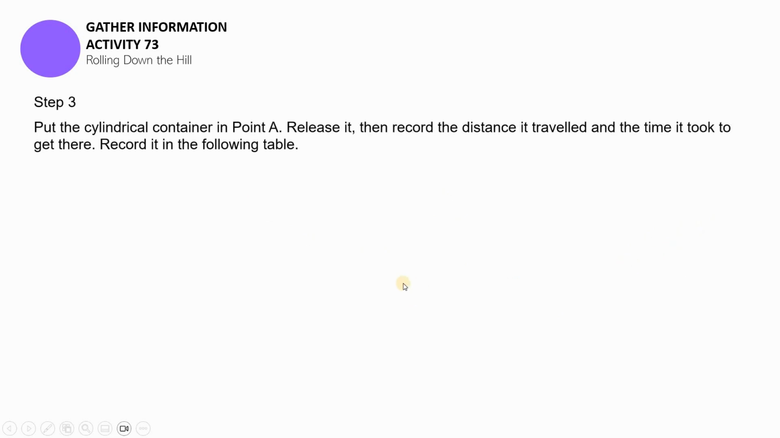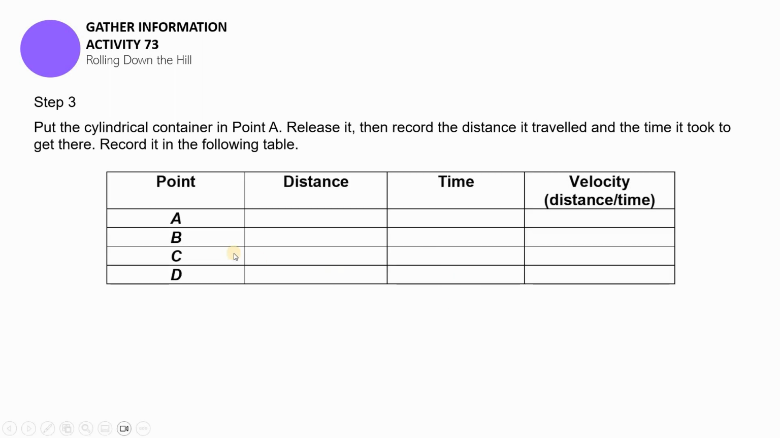For step number 3, you will be putting a cylindrical container at point A, and then you're going to release it. Record the distance it traveled after leaving the plank and the time it took to get there. Make sure that you are taking note of the distance it traveled after the plank. Then you record the distance that you got from the experiment, as well as the time. You will be using the following format for the table.